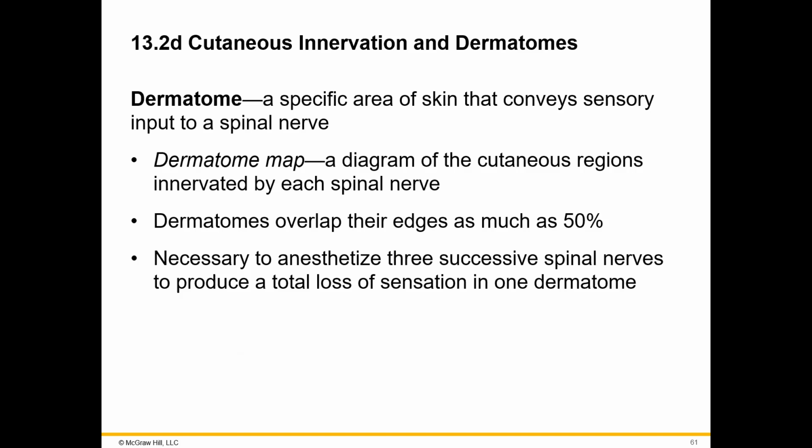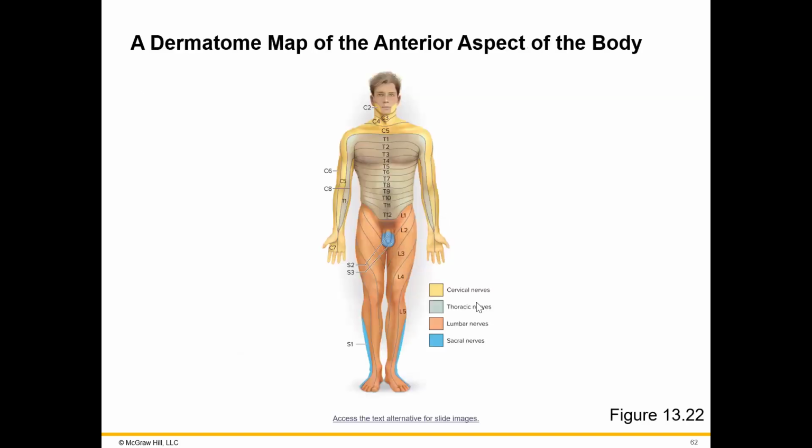Can help you not move the muscle, can help you sense from that area. It is necessary to anesthetize 3 successive spinal nerves to produce a total loss of sensation in one dermatome. Wow. So we have to anesthetize 3 successive spinal nerves to produce a total loss of sensation in one dermatome. You see, this is a dermatome map.